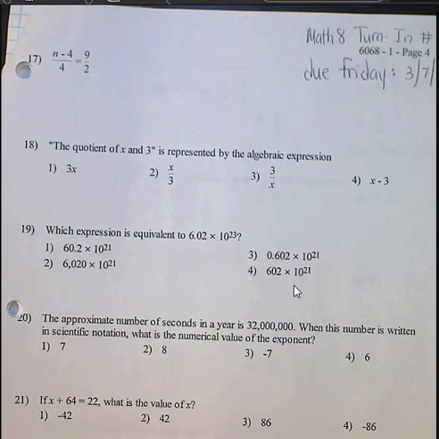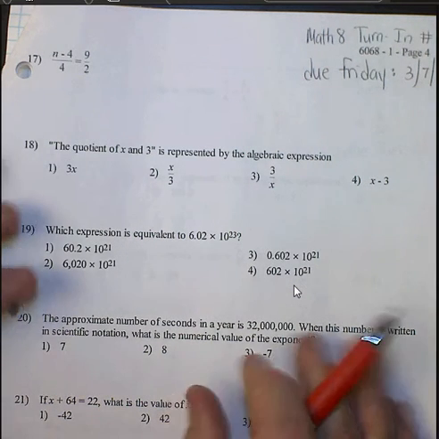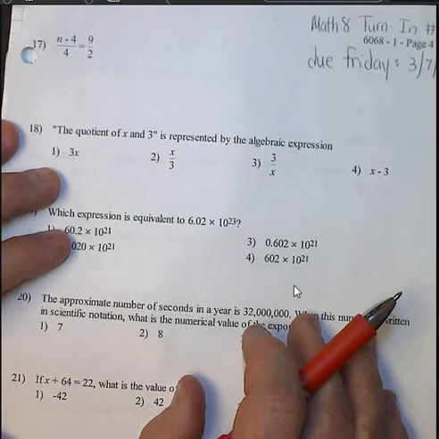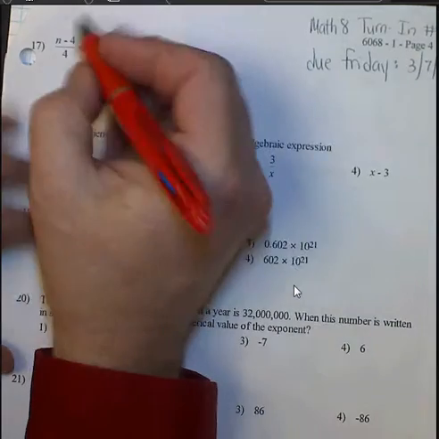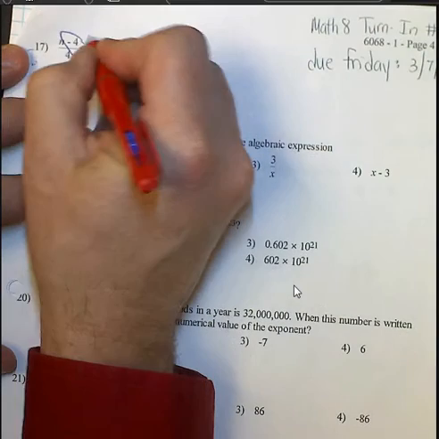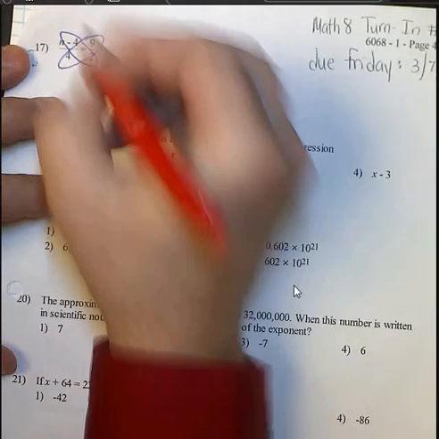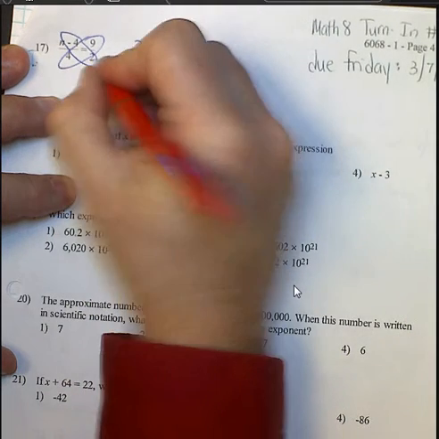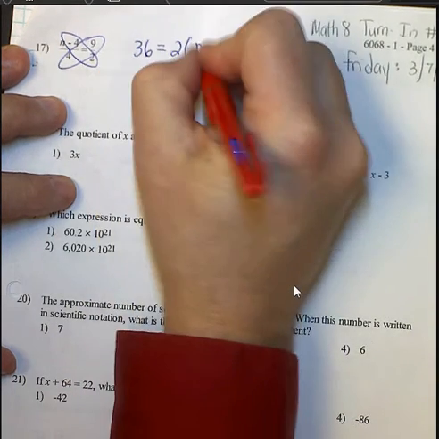Okay, here we go. Math 8, turn in number 11. Again, you take a look at question number 17, and you should realize that that is a proportion. And the way we solve proportions is we're going to do this cross product and set the results equal. So 4 times 9, 36, is equal to 2 times n minus 4.